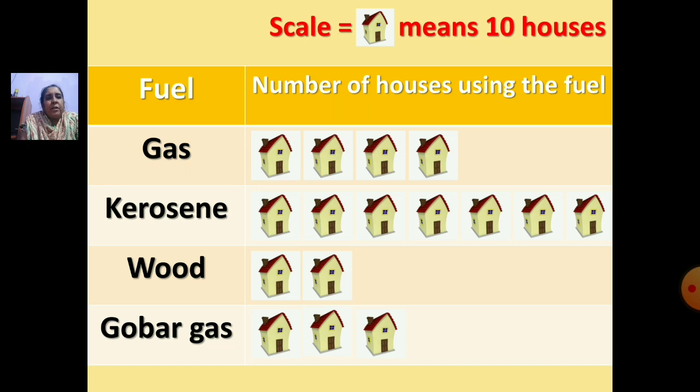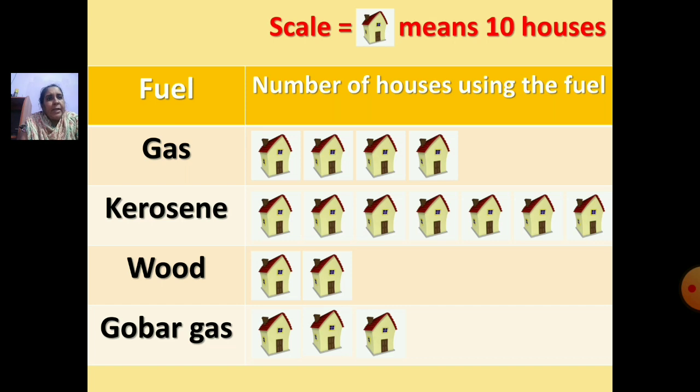Now you can see the chart here. Which are the different types of fuels used? Gas, kerosene, wood and gobar gas. And on the other side you can see the number of houses using the fuel. And very important, you have to see the scale. One house means how many houses?